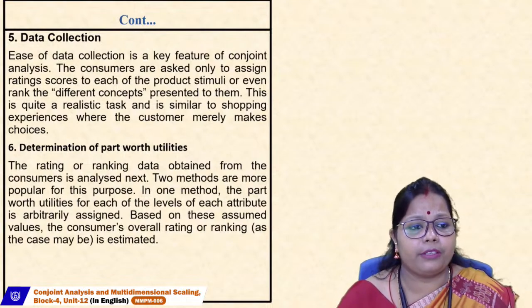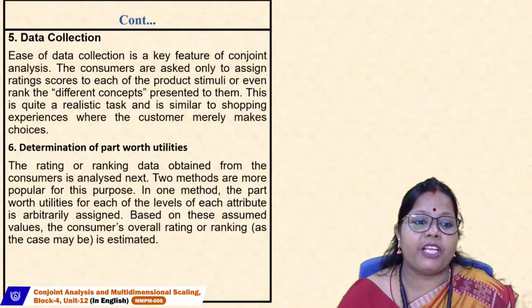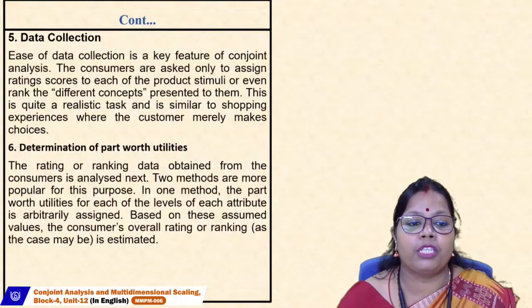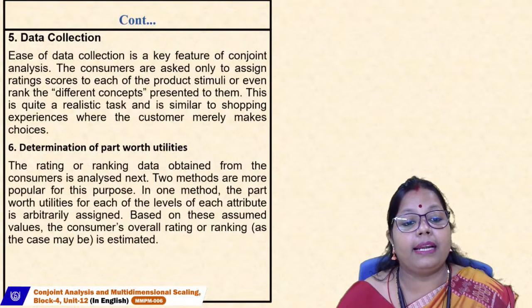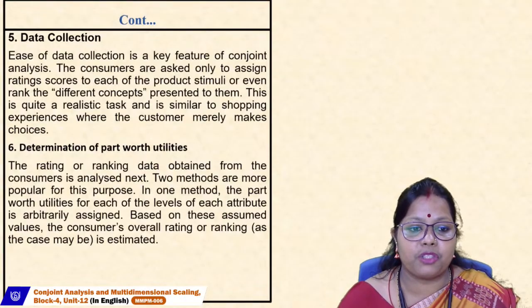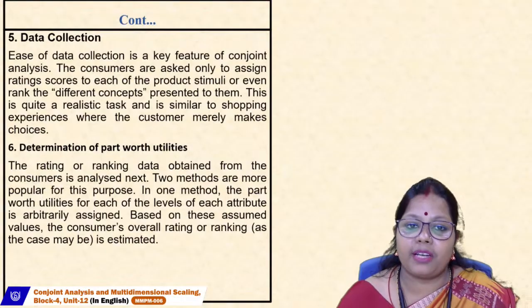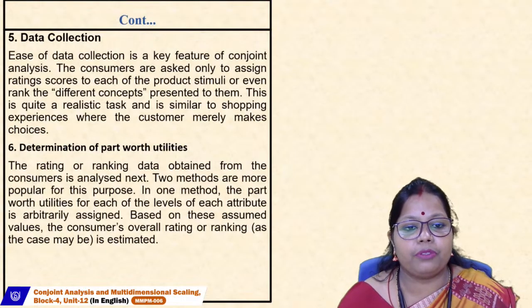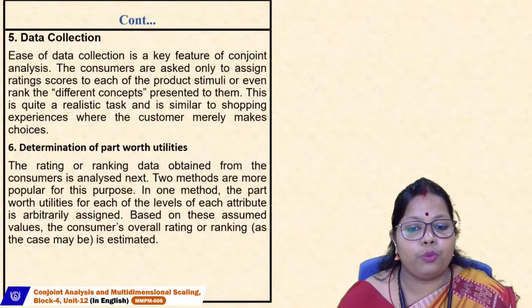And the sixth point in the application of conjoint analysis is the determination of part worth utilities. What is the meaning of this? The rating or ranking data that is obtained from the consumers is analyzed next, because after collection of the data we go for the data analysis. So two methods are more popular for this purpose.